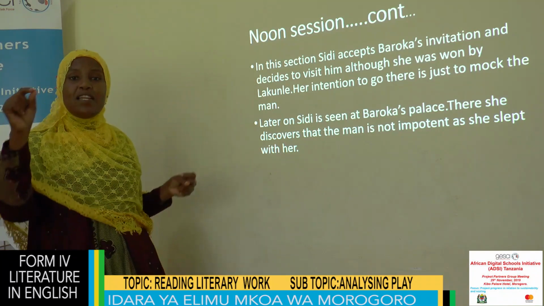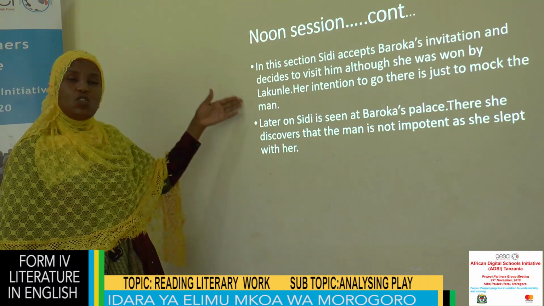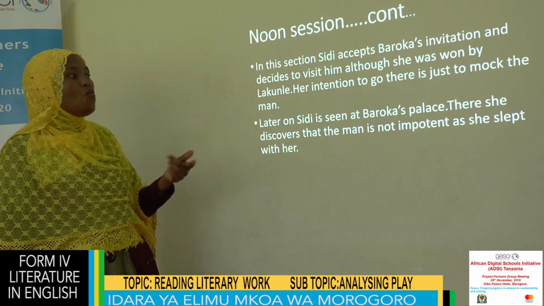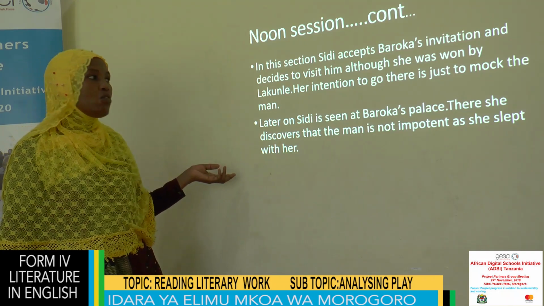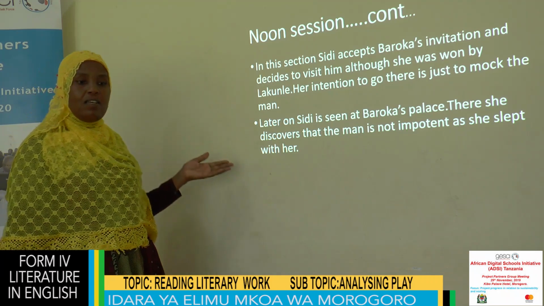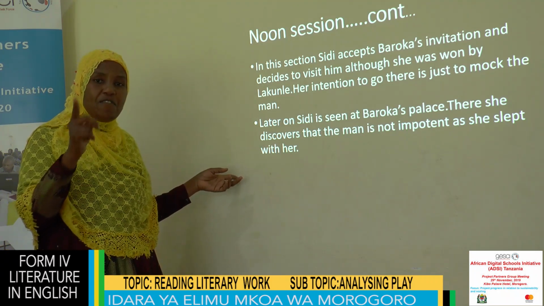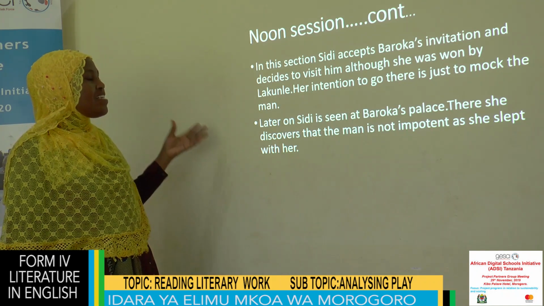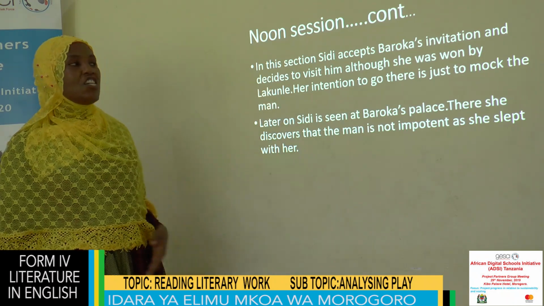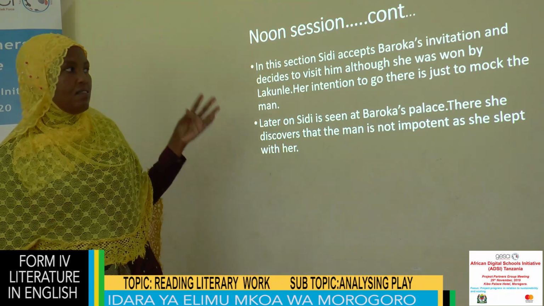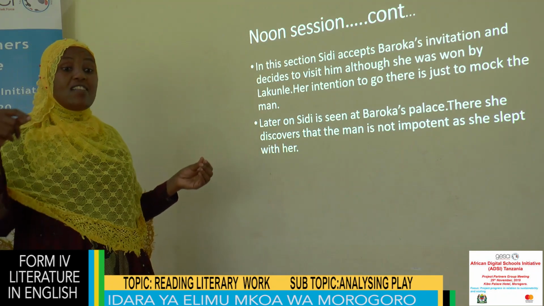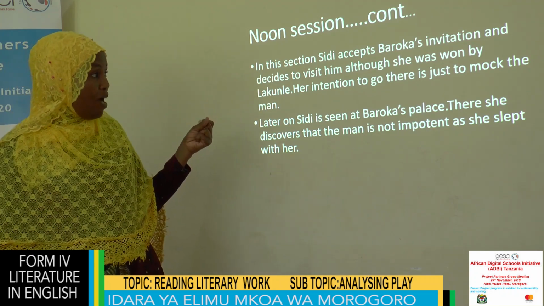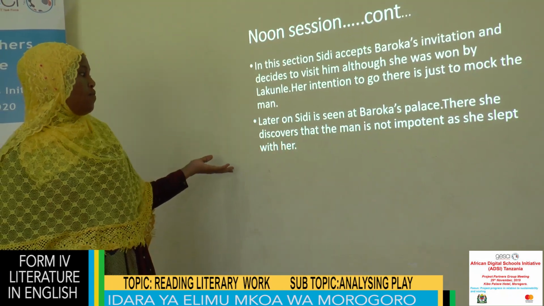Now, after recognizing that the man is no longer sexually powerful, this woman accepted that invitation, and she decided to visit Mr. Baroka, although she was warned by Mr. Lakunle. Mr. Lakunle warned that girl and said that you have to be very careful. It could be a trick. Do not go there. But Sidi decided to go there, and her intention is just to go and mock that man. She goes there so that she can witness if the chief is truly no longer sexually powerful.